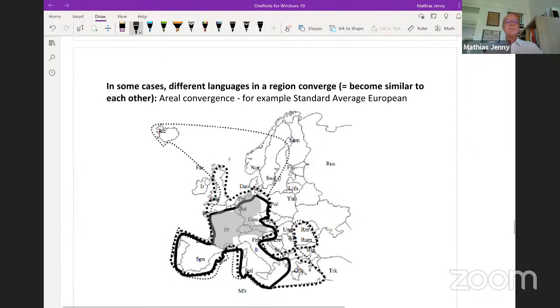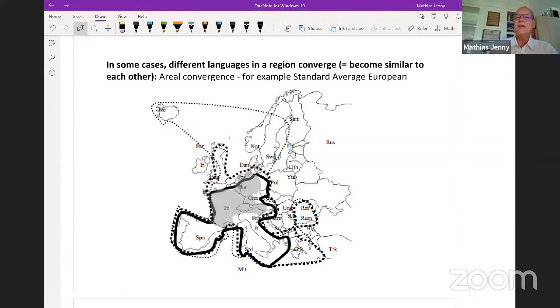In some cases, when different languages or language groups are used in a region with much interaction, they can become more similar to each other. So there may be areal convergence. You cannot say then that there is borrowing from language A to language B. Maybe there was, but we don't see it anymore. We can just see that the languages are similar to each other, and they were not similar to each other 1,000 years ago, or more than 1,000 years ago.